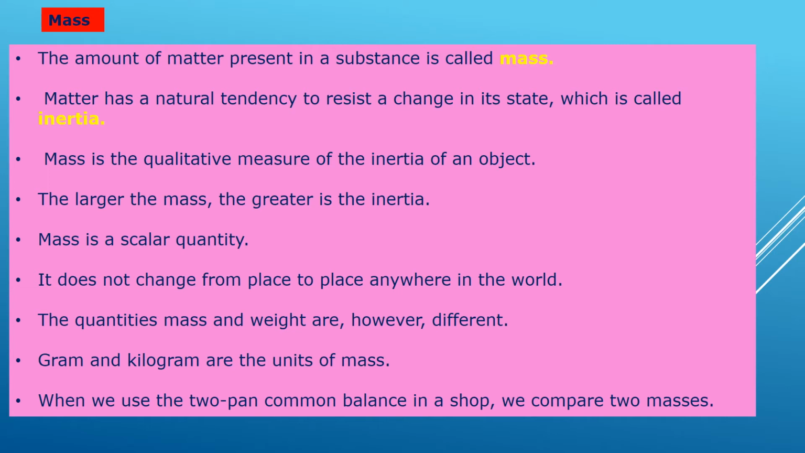The quantities mass and weight are however different. Gram and kilogram are the units of mass. When we use a two-column balance in a shop, we are comparing masses. So that is the main difference between mass and weight.